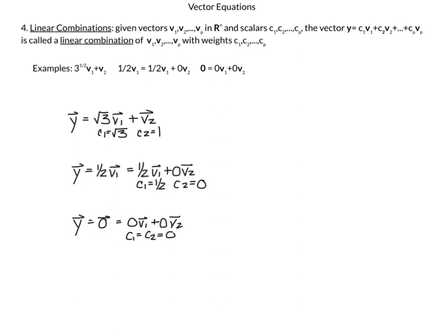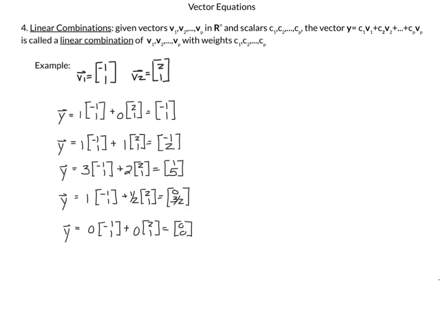And from this example, I will also mention that the 0 vector is a linear combination of any set of vectors because you can always choose the weights to equal 0. And that solution is what we call the trivial solution, not because it's not important, but because everything is equal to 0. And by everything, I mean all the constants, all the weights are equal to 0.